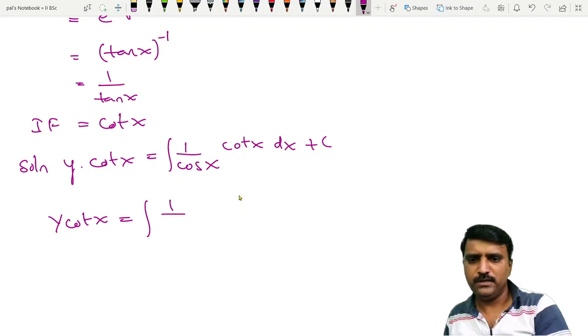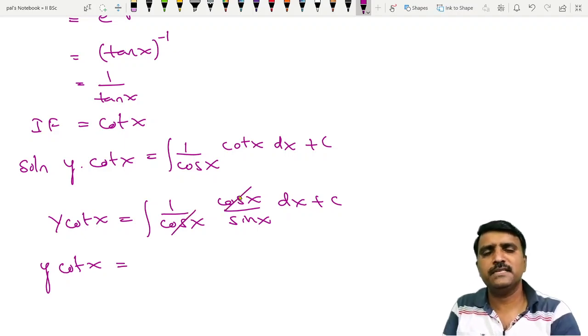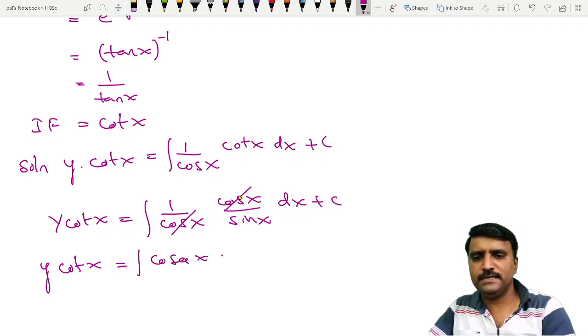integration of 1 by cos x into, this cot x can be written as cos x by sin x, into dx plus c. So it is y into cot x is equal to, here cos x cancels with cos x, remaining is 1 by sin x. 1 by sin x can be written as cosecant x. Yes, it is integration of cosecant x dx plus c.